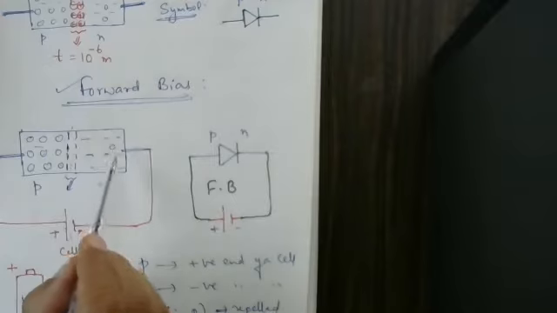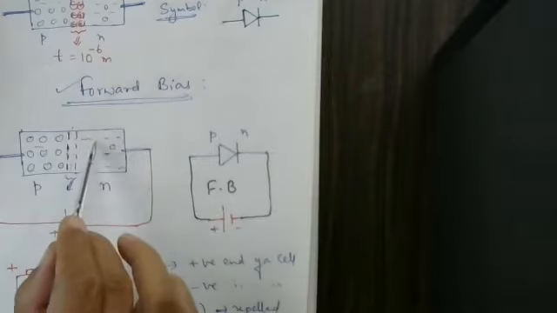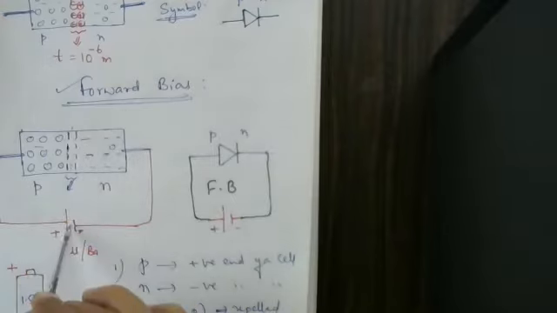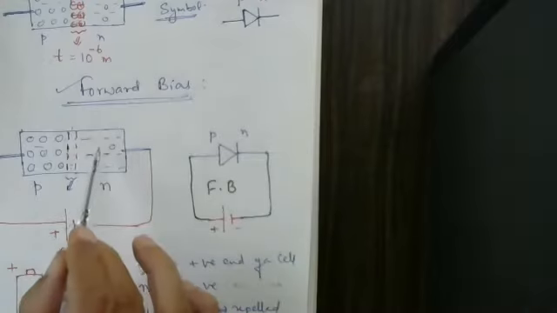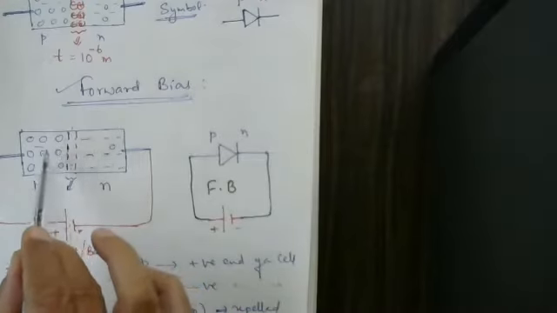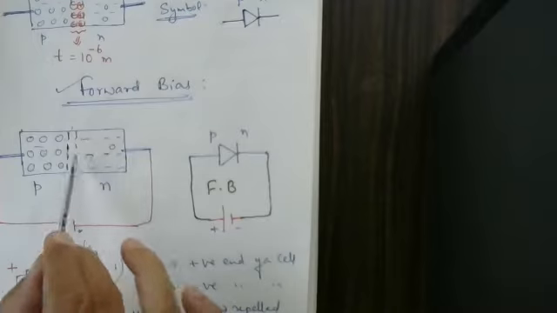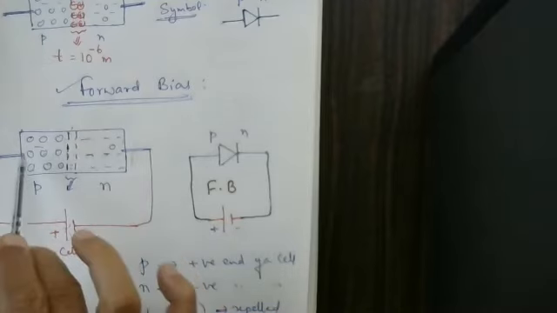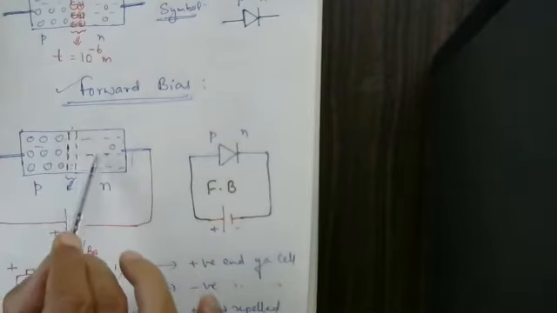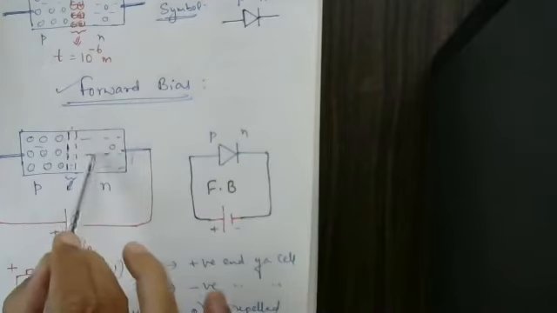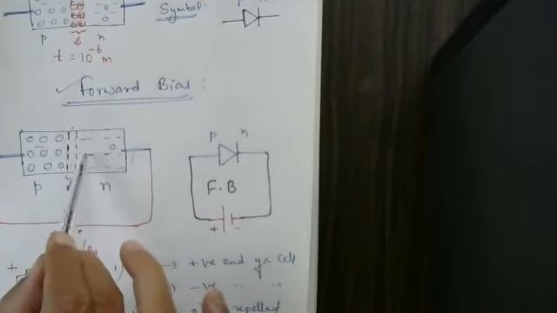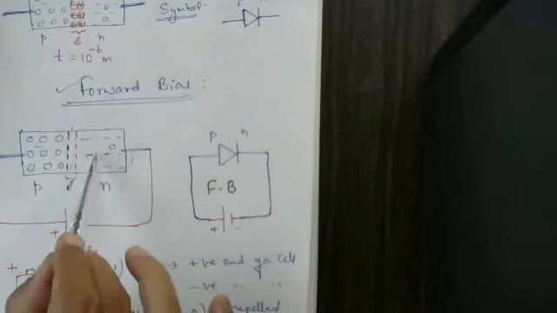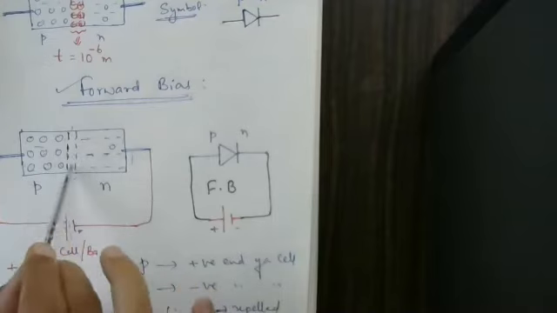So again, I can repeat: if it is made up of germanium and you are applying 0.3 volts and above here, electrons are moving like this. Less than 0.3 volts, electrons are moving like this, but cannot cross the border. If it is made up of silicon, up to 0.6 volts, electrons are moving here and stop. At 0.65, 0.7 volts, electrons start to move like this.